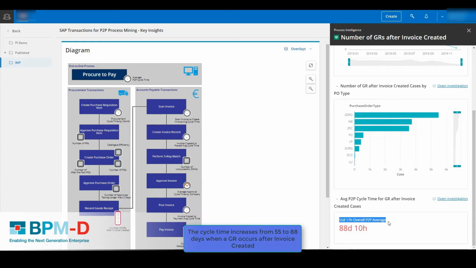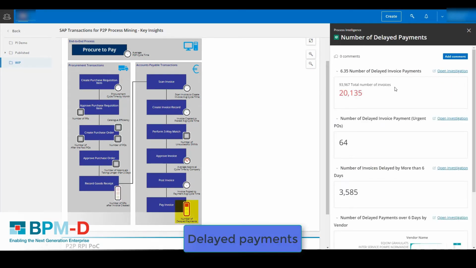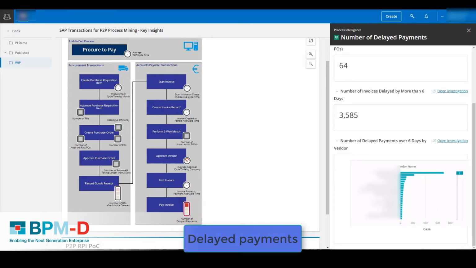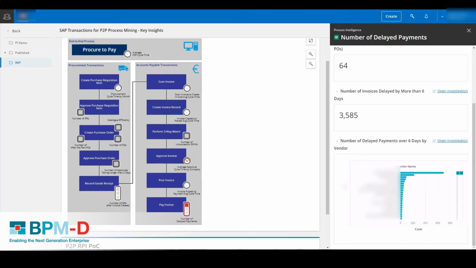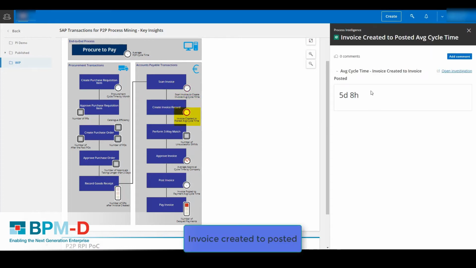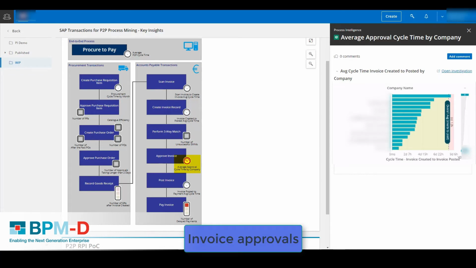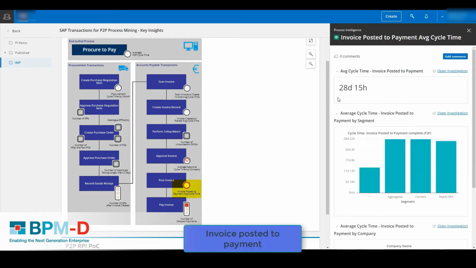Other accounts payable insights that we have generated include delayed payments, where we have identified which vendors are most frequently receiving late payments. Key cycle times such as invoice scanned to create, invoice created to posted, invoice approval times by company, and invoice posted to payment.